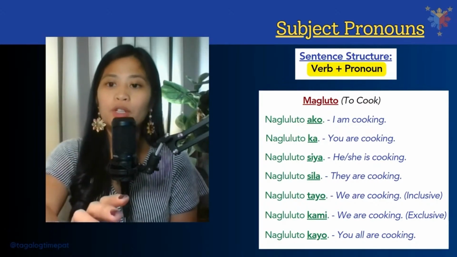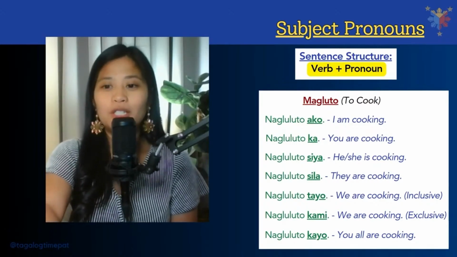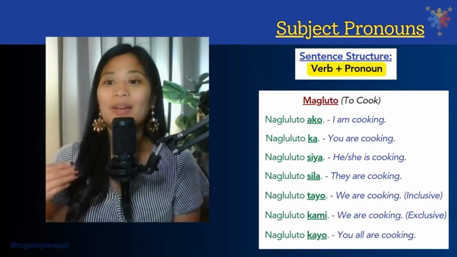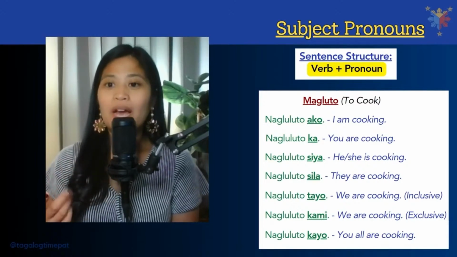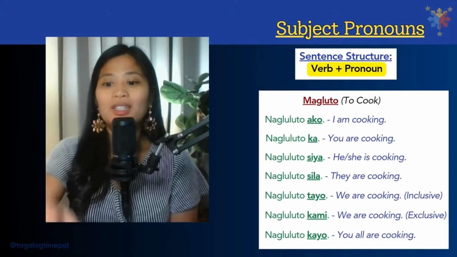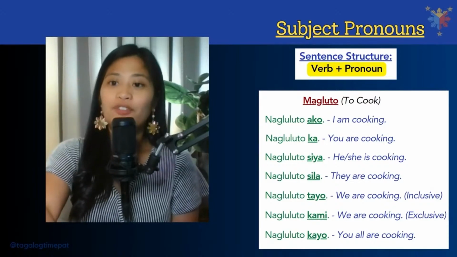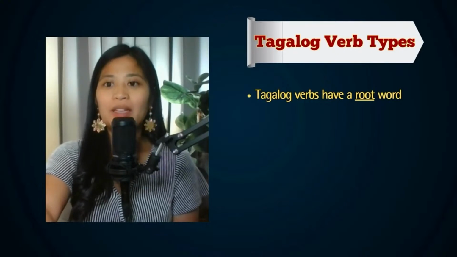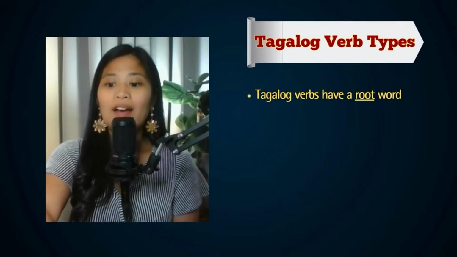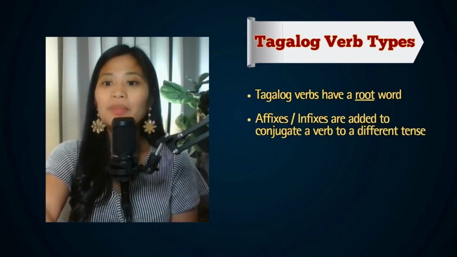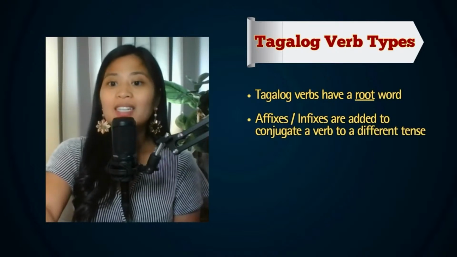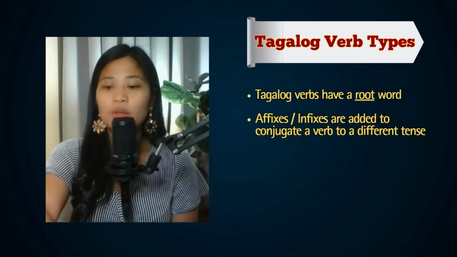So the verb goes first, and then the pronoun goes afterwards. It's the opposite of English where the pronoun goes first. Like, I am cooking, I is the pronoun, and then it's the verb cook. So in Tagalog, it's the opposite, verb plus pronoun. All right, so one important thing about Tagalog verbs is that they all have a root word, and then something is added to them to conjugate it to a different tense. So an affix or an infix is added to the word to change it into a different tense.